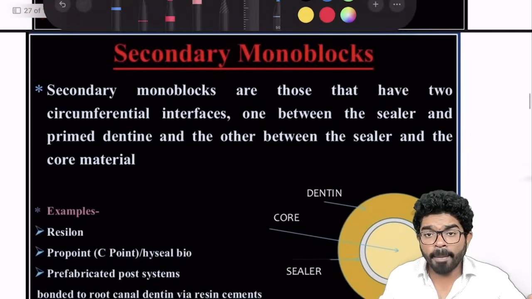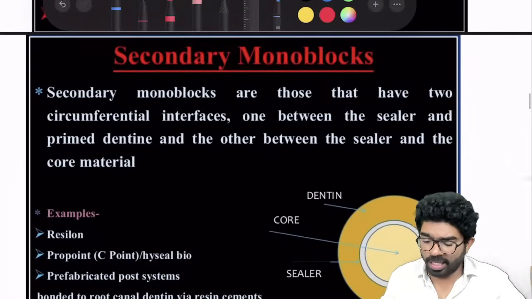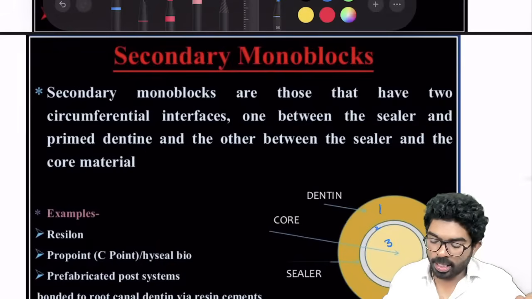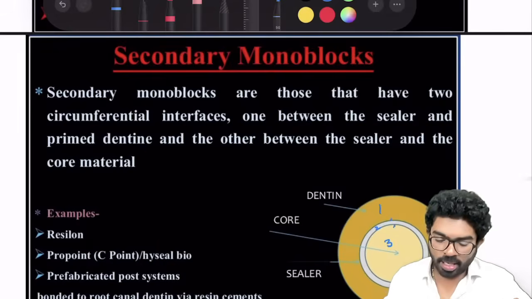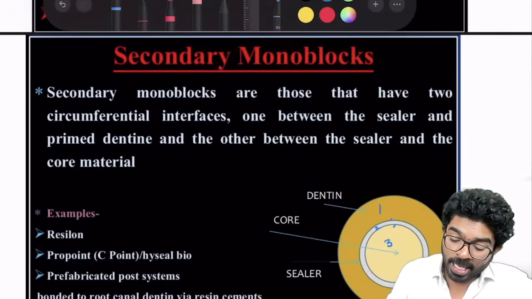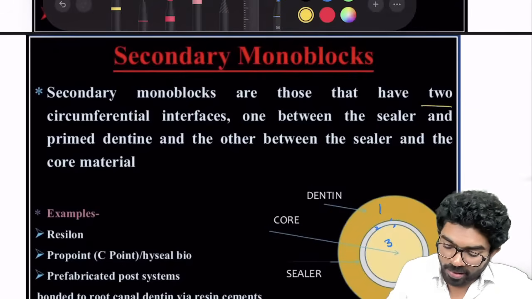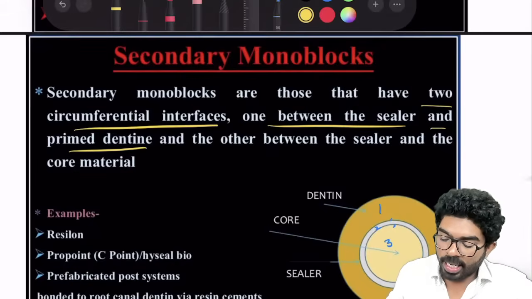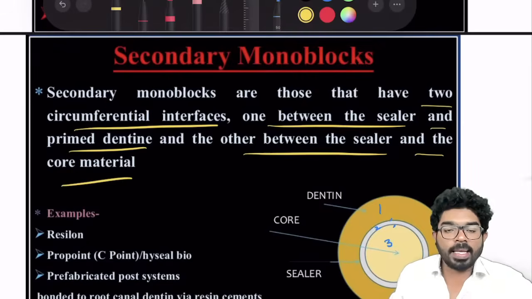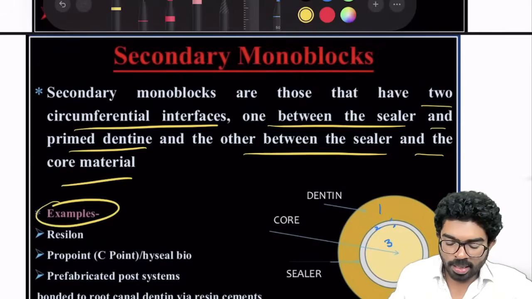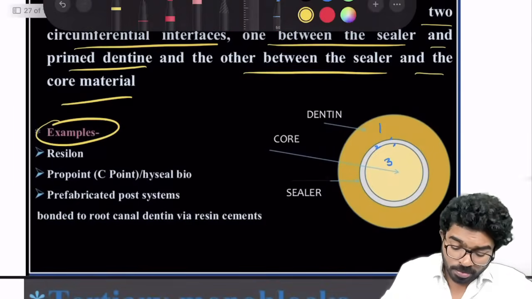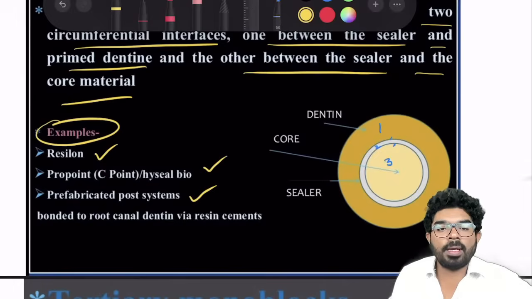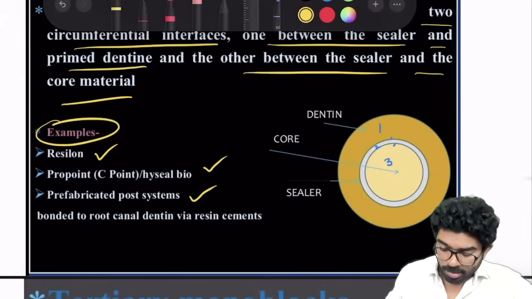A secondary monoblock is going to have two interfaces. Here you have three friends, one white, two yellow, three. So how many interfaces? One interface, two interfaces. One is between the sealer and the dentin, and the second between the sealer and the core material. Examples again are important: Resilon, ProPoint, C-cones, prefabricated post and core system. All these come under the examples.